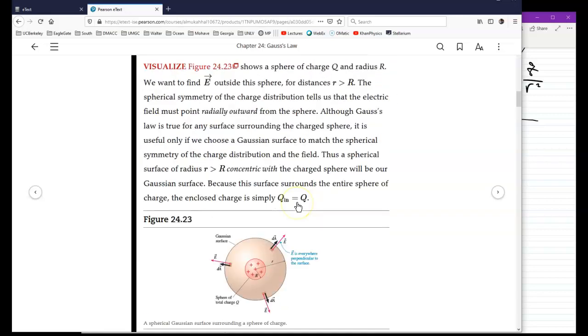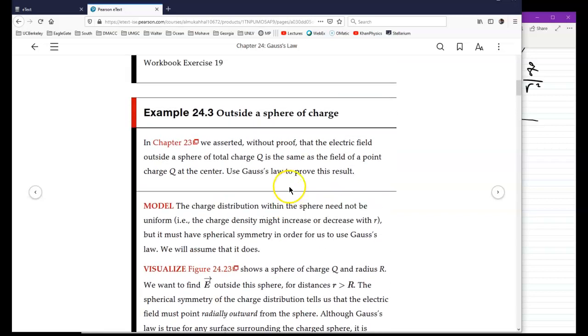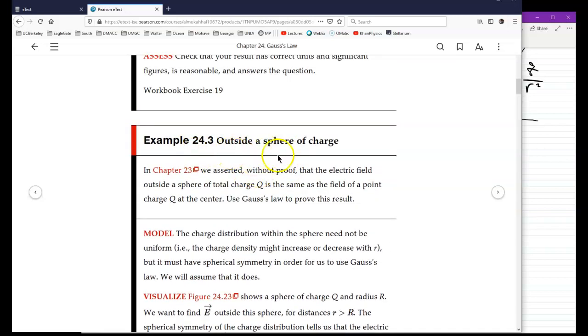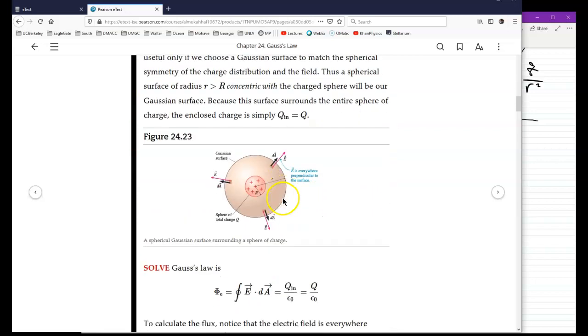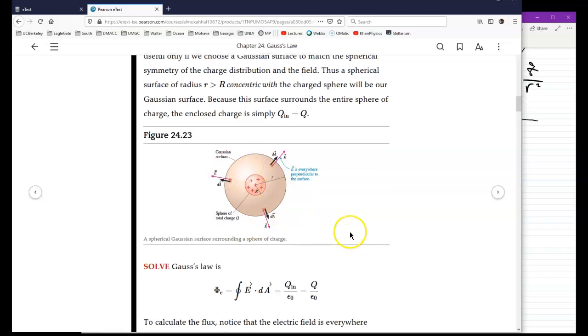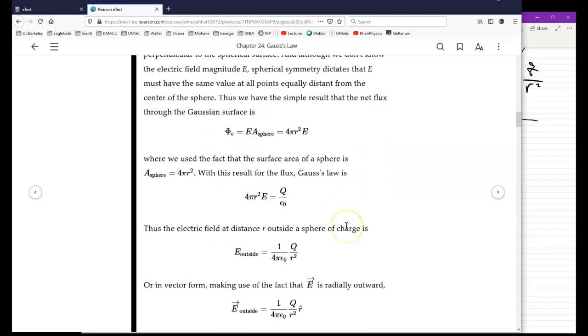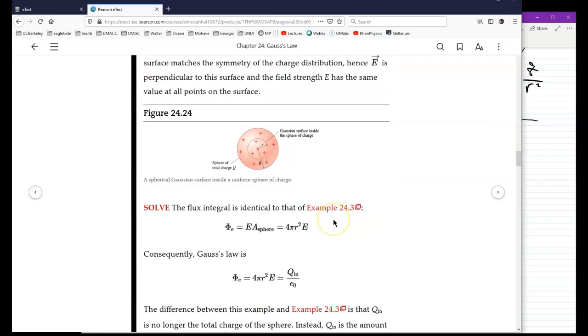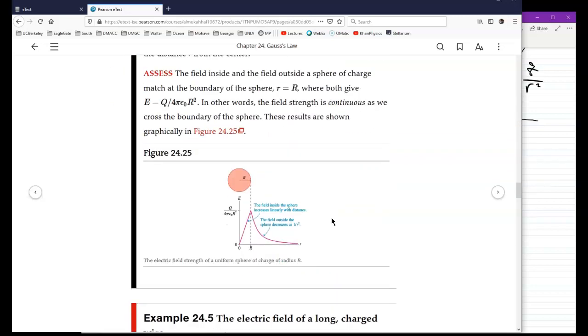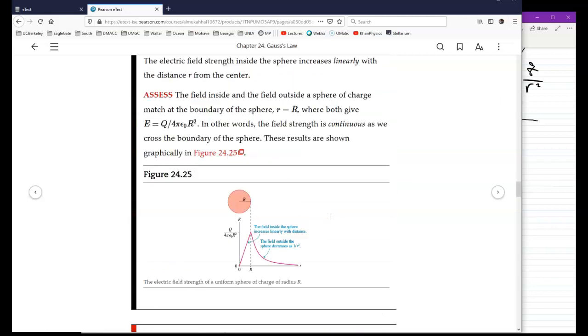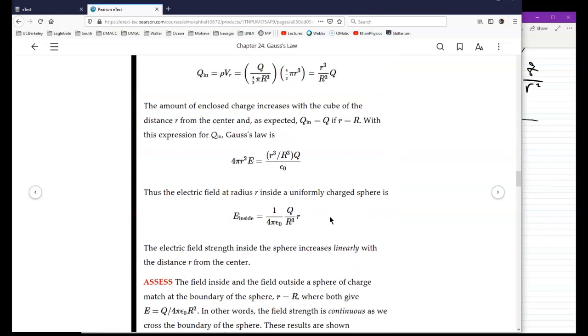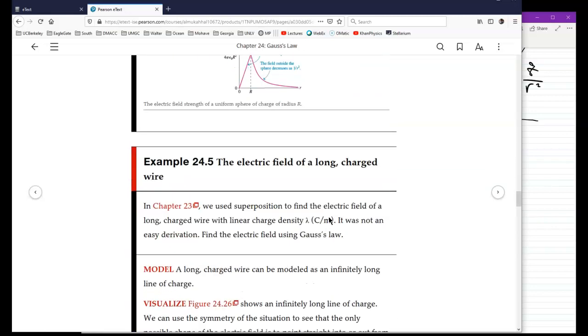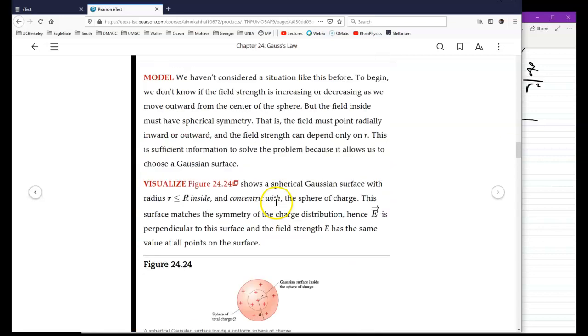Okay, this is the example that I have just done. Outside the sphere, this is the one I've just done. This is the Gaussian surface, which is this brown color. I put a dotted line, but anyway, he has a fancier way of drawing it. And then example, whoops, I went a little bit further. I want to do also example 24.5, I'm going to do that as well. But I want to do example 24.4.